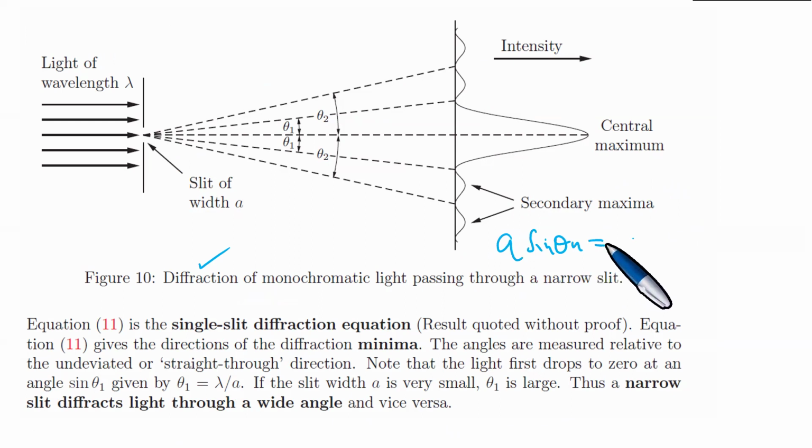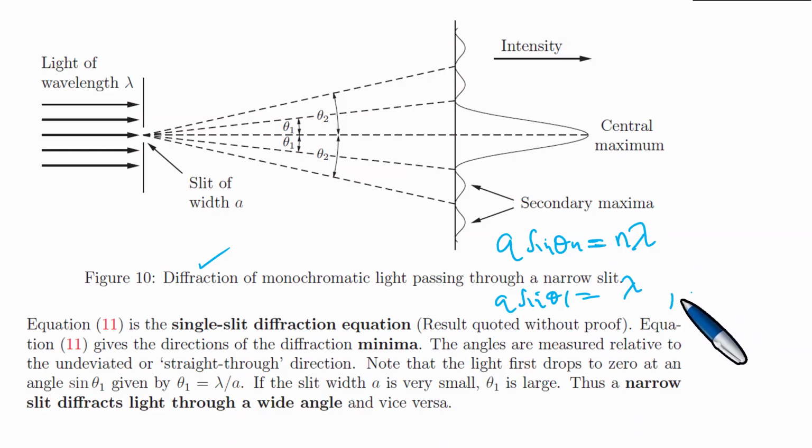A sine theta n equals n lambda. So now the angles are measured relative to the undeviated or straight through direction. Note that light first drops to 0 at an angle sine theta 1 given by the following: A sine theta 1 equals lambda.